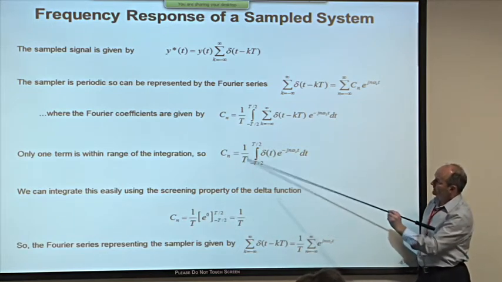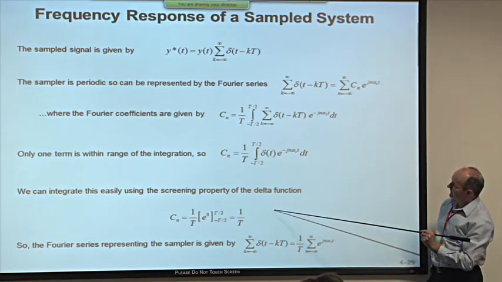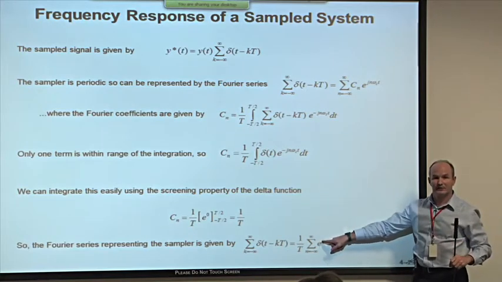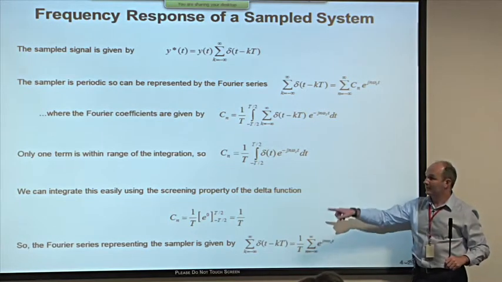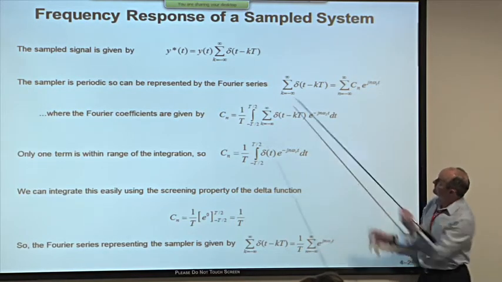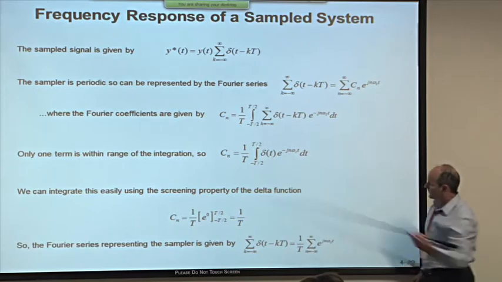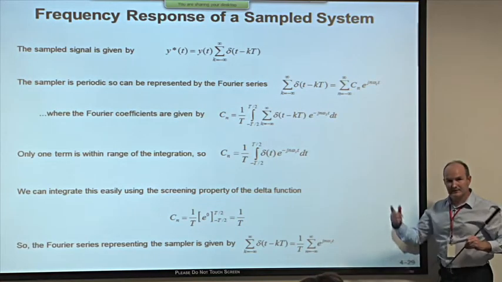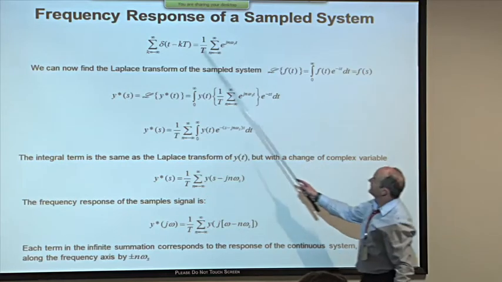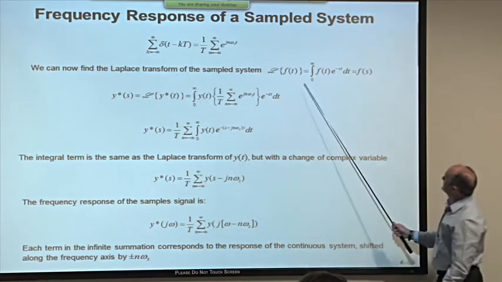And it's 1 over T. So we end up with 1 over T times an infinite series of phasors. This then is the Fourier series representation of the Dirac comb function. All we're going to do is substitute this for this and take its Laplace transform. That's all we're going to do. Here's what we've just found out, and then we're going to take its Laplace transform.